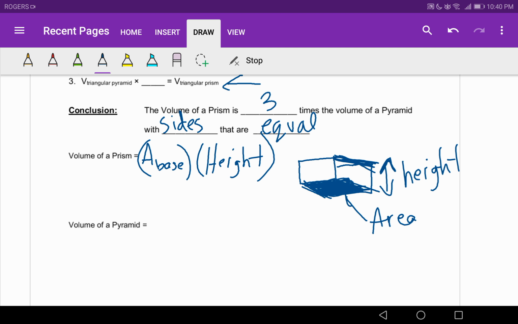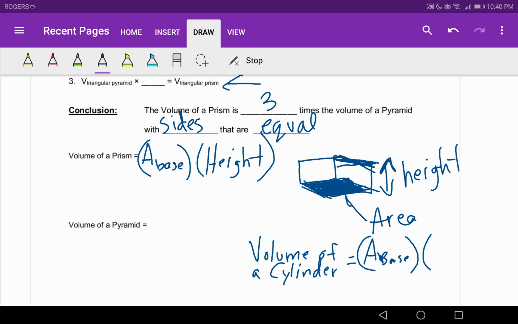Same thing with the cylinder. Actually, I should probably write volume of a cylinder here because it's not included. The volume of a cylinder is also area of the base times height. It just so happens that the base of a cylinder is a circle, so the area formula for a circle would be different than the area formula for this rectangle. The area of the base is always interchangeable, but the overall idea to find volume is that you always do the area of the base times your height.